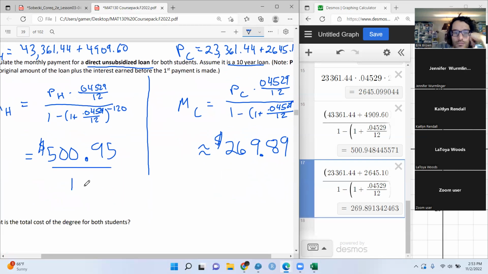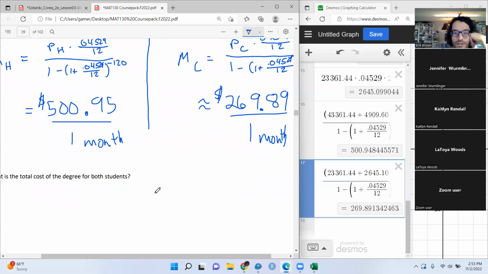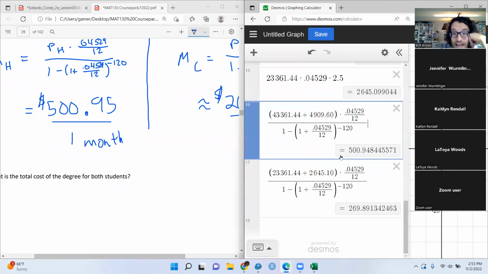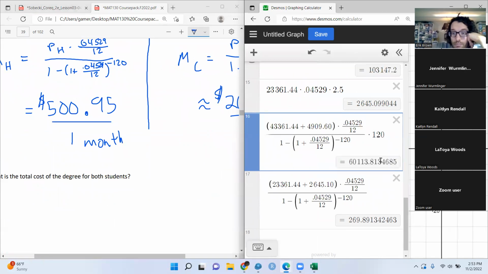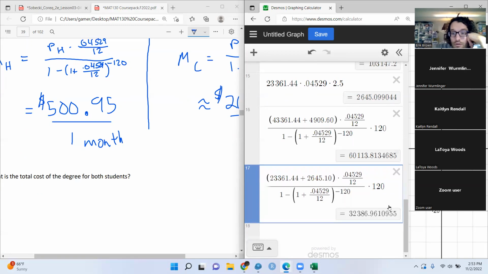This is per month. And then the total cost for both types of students, we're just going to multiply each of these monthly payments by the total amount of payments they're going to make. We don't have to worry about the interest because it was capitalized. We didn't pay it, so we're paying it over the lifetime of the loan. Look at that. This housing student is going to pay $60,000 for their two-year degree, and the community student is going to pay $32,000 for their degree.